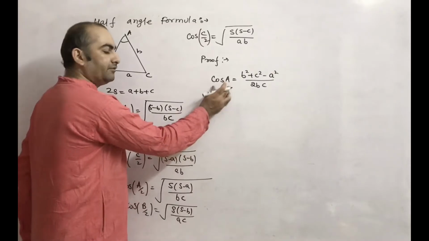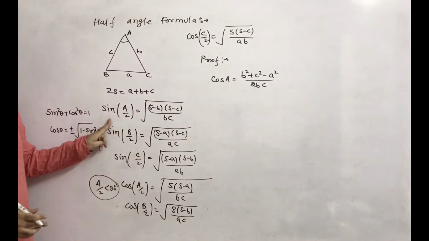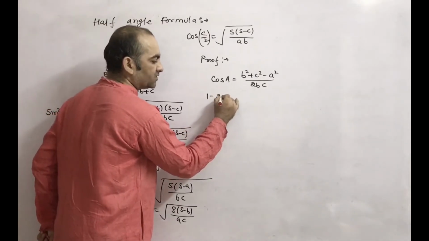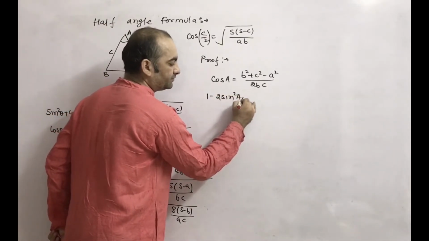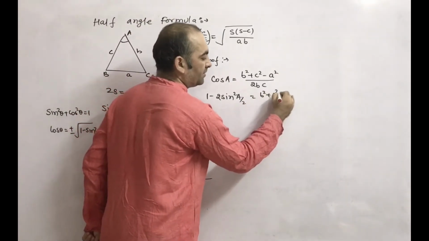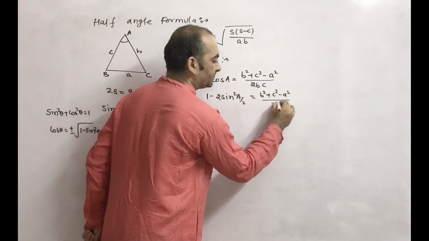We want sin A by 2, so cos A we can write as 1 minus 2 sin square A by 2. This is equal to b square plus c square minus a square divided by 2bc.